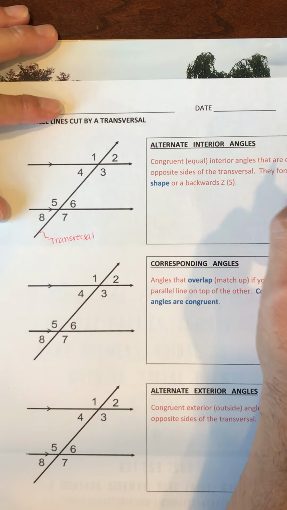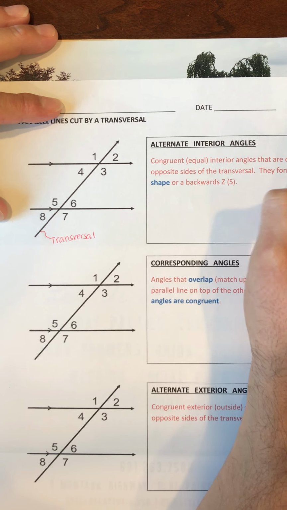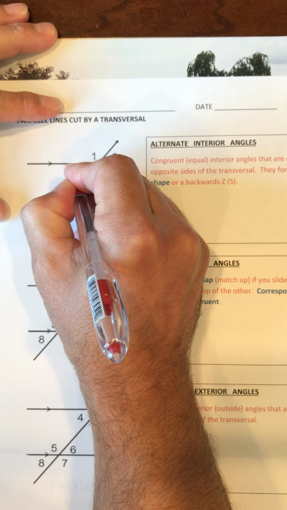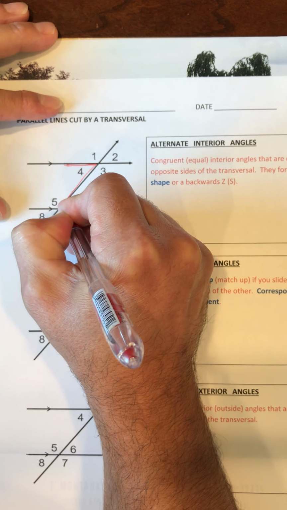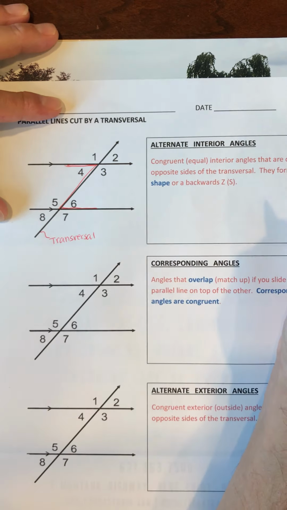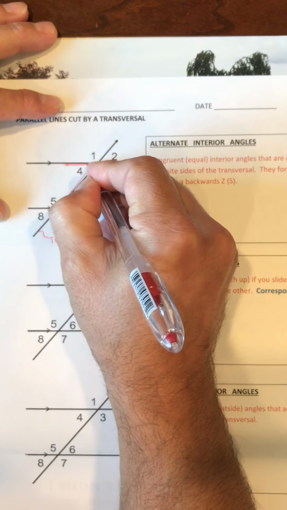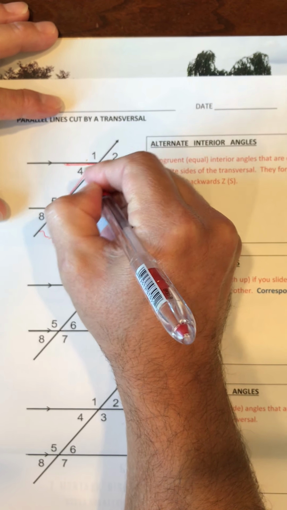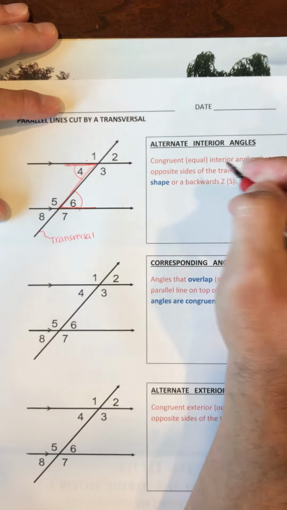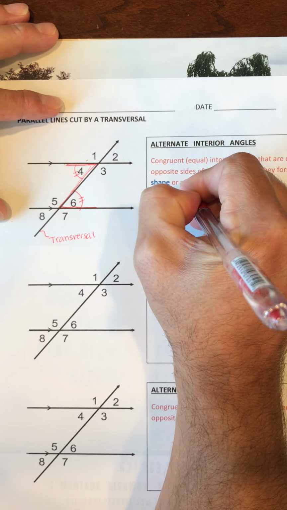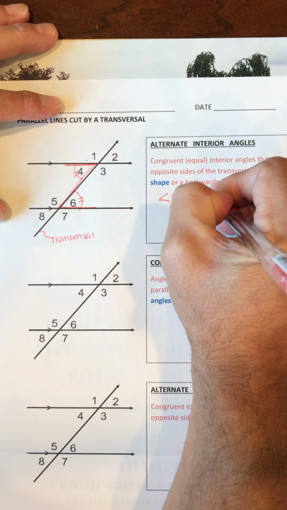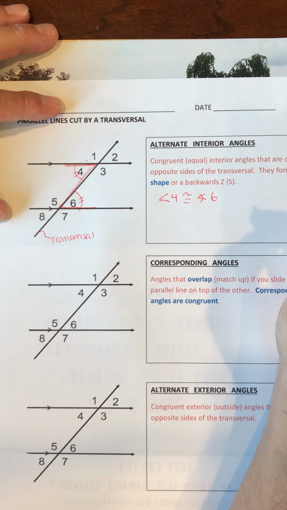The way you identify them is that they're formed by a Z shape. If I trace the parallel line and then go down the transversal and trace this line, it forms the Z shape. And the angles within it, 4 and 6, are going to be congruent. So angle 4 is congruent to angle 6. They're equal to each other.